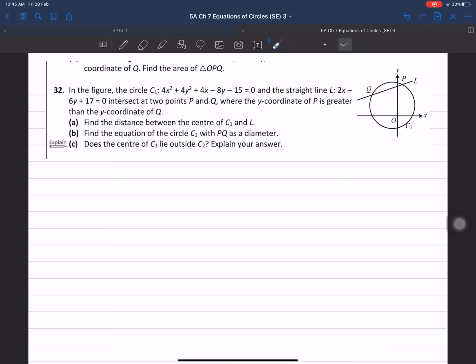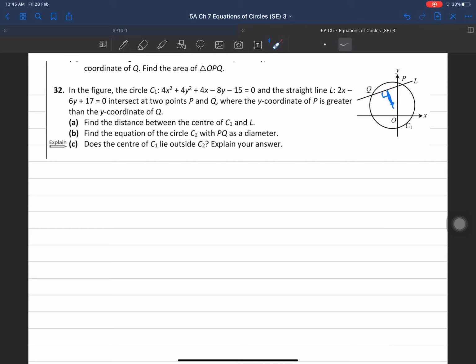First, part A, you need to find the distance between the center of C1 and L. That means you need to find the distance between these 2 points. Because if you want to find the distance between a point and a straight line, you need to draw a perpendicular line to this straight line from the point. And then this is the distance between the straight line and the point.